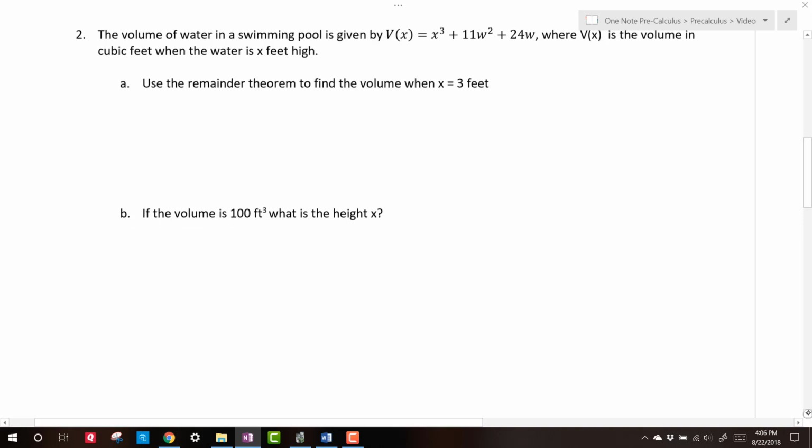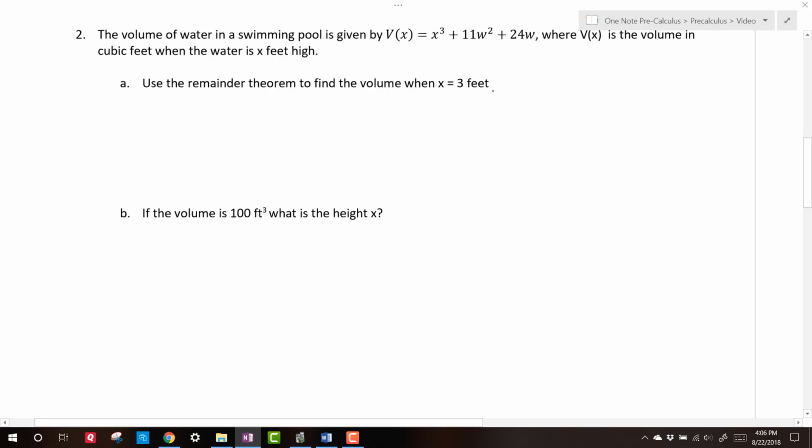All right, so our next one says the volume of water in a swimming pool is given by V of x equals, and again, there's your function, not so bad this time, where V of x is the volume in cubic feet when the water is x feet high. So we're talking about volume here, so V represents the volume of water in the pool in cubic feet, and x is the height of the water, okay? It says use the remainder theorem to find the volume when x equals 3 feet.